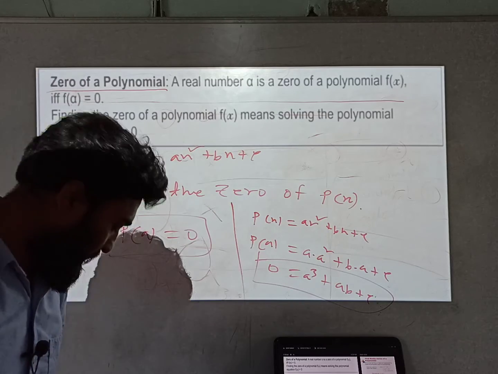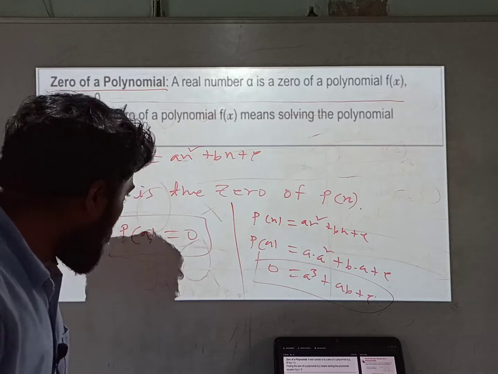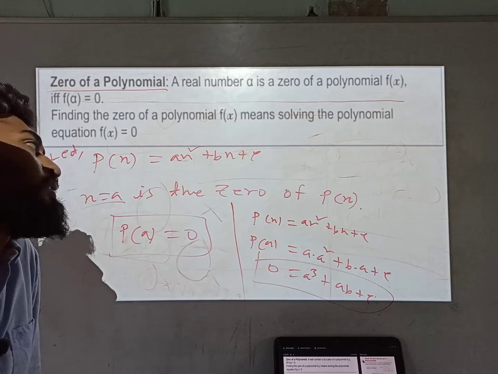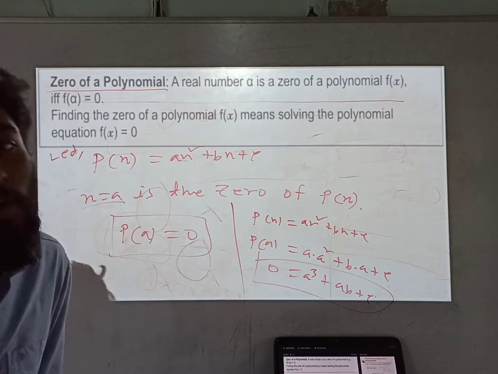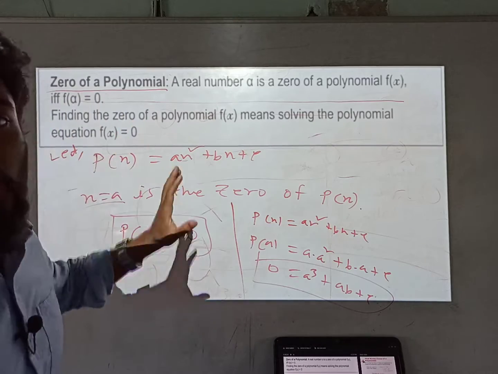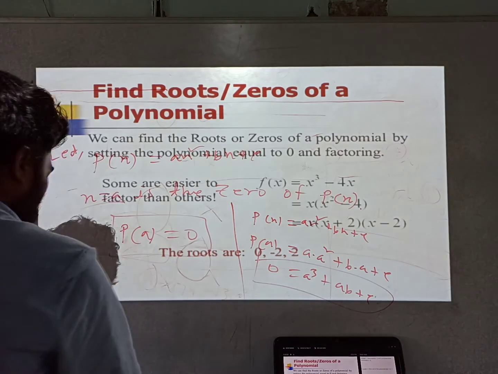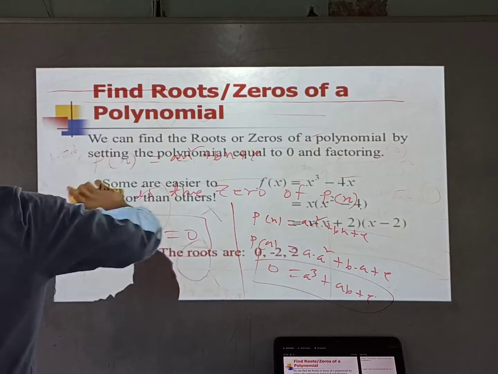All of you got it? So the condition of zero is: x equals a is a zero of a polynomial p(x) if and only if p(a) equals 0. Very simple. Next, find zeros of polynomial. Now we'll solve a question.